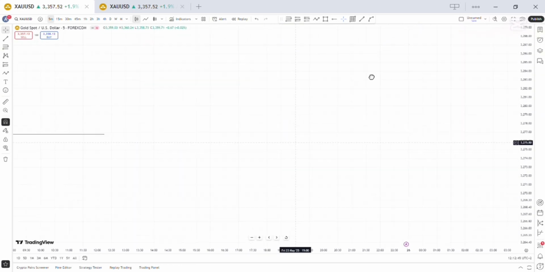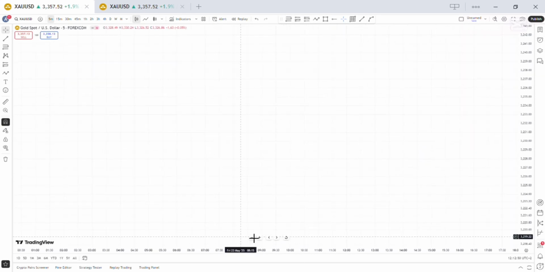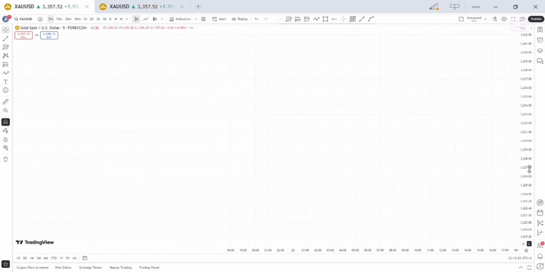So let me show you samples on the chart. That is, if I can get any, I think this is the gold trade.